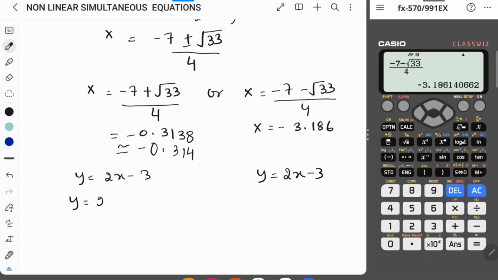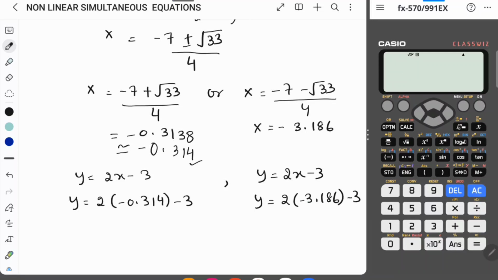y is equals to 2 times the first one, minus 0.314 minus 3, and the other one, y is equals to 2 times minus 3.186 minus 3. Okay, find out the answers one by one.